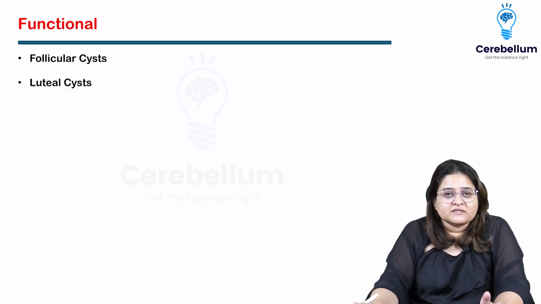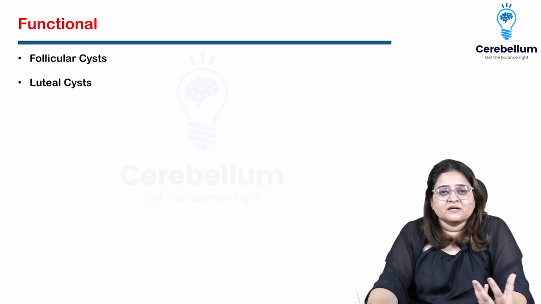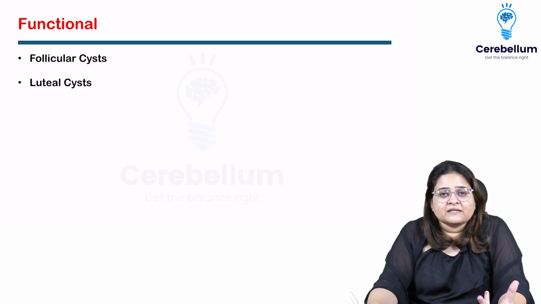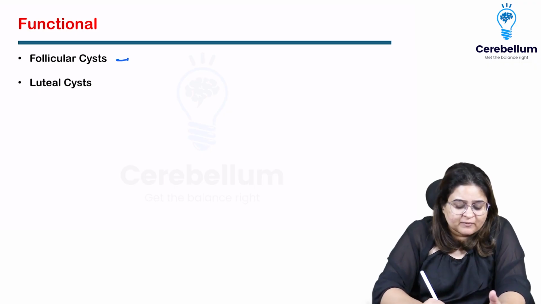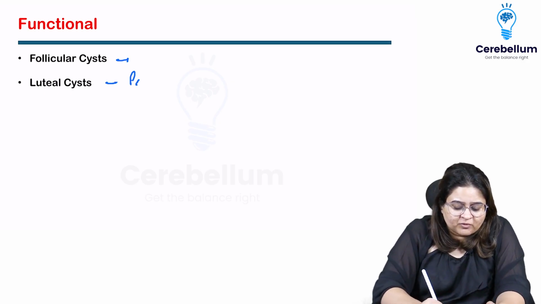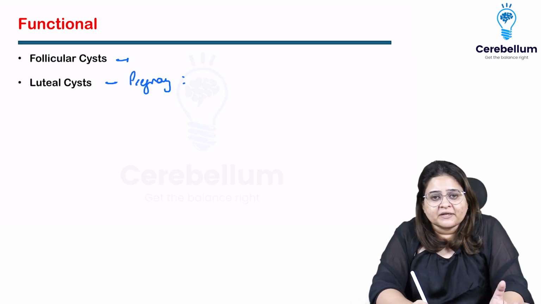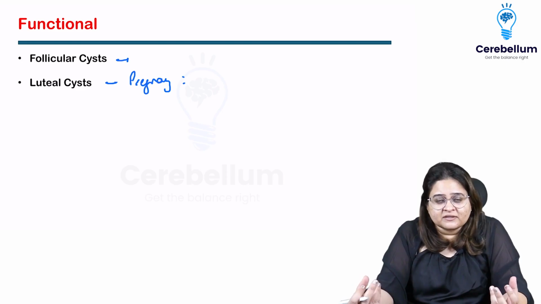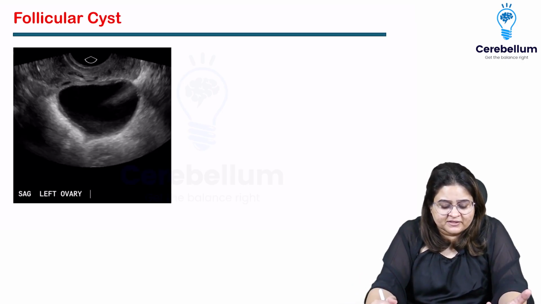Now coming to functional cysts. A functional cyst means a cyst which is because of increased activity, and this could be a follicular cyst, which is nothing but an unruptured Graafian follicle, or it could be a luteal cyst, which is very commonly seen in pregnancy, like in twin pregnancy or in molar pregnancy. Because of rising HCG, the ovaries increase in size and form luteal cysts.